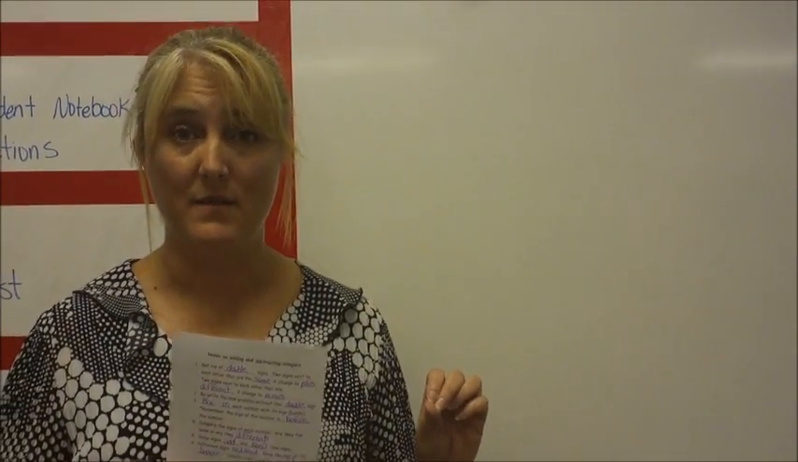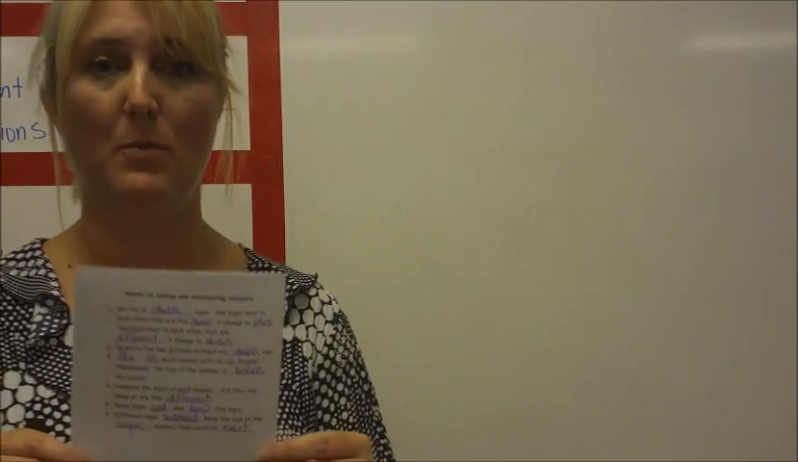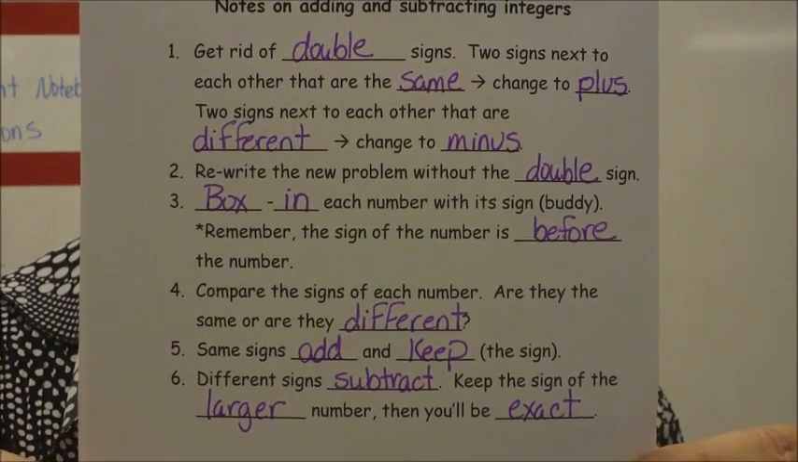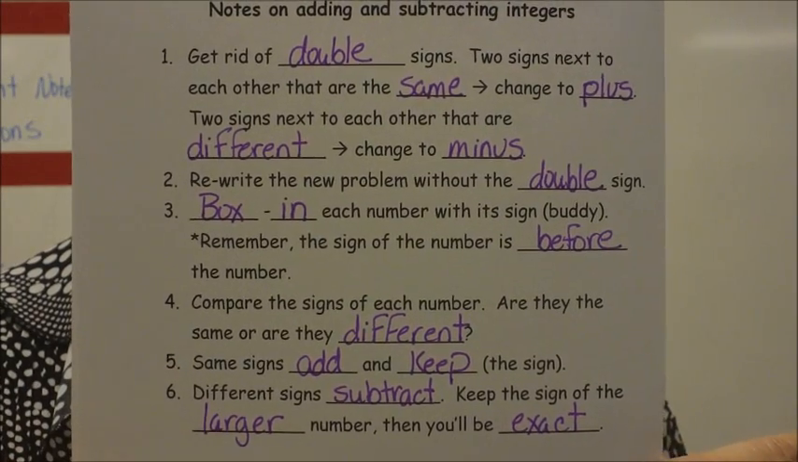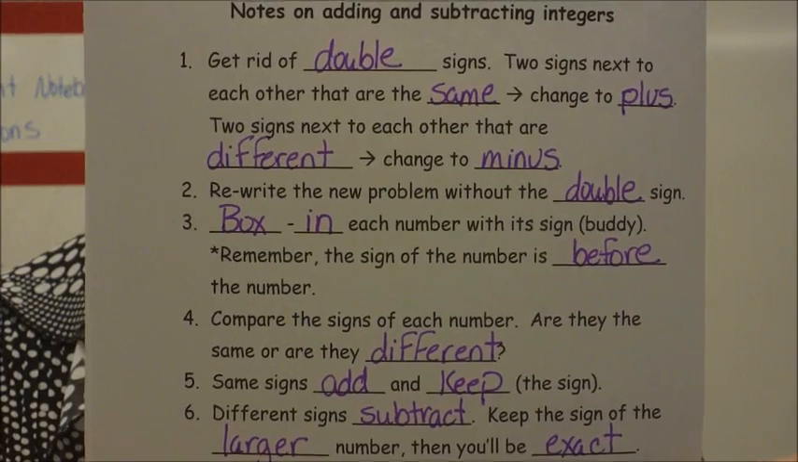Okay, this lesson is on adding and subtracting positive and negative integers. Turn to page 7 in your interactive notebooks, and I want you to write these steps down. I'll explain them all later. I'm going to go through them quickly, and just pause it if you need more time. Step 1, get rid of double signs.